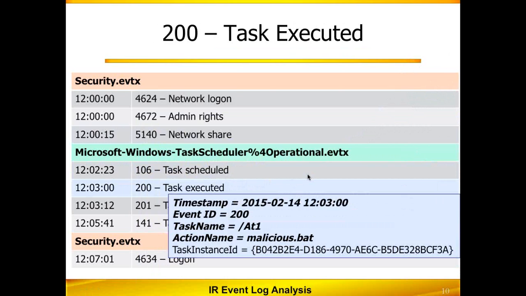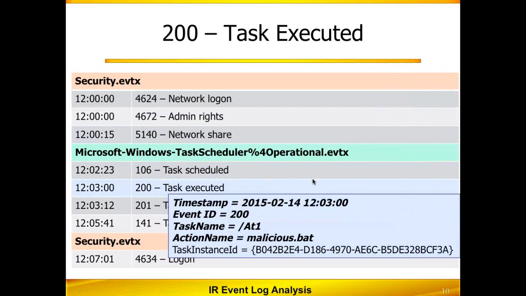Now the 200 event is interesting, aside from the fact that it's happening very quickly. You can see the task name, but it also tells you the name of the thing that's being run by the scheduled task. Here our attackers were nice enough to name their script malicious.bad. This never happens. I just changed the name of the script to, again, protect the innocent. But at least what you'll see in the 200 event is the thing that got executed, whatever that is.